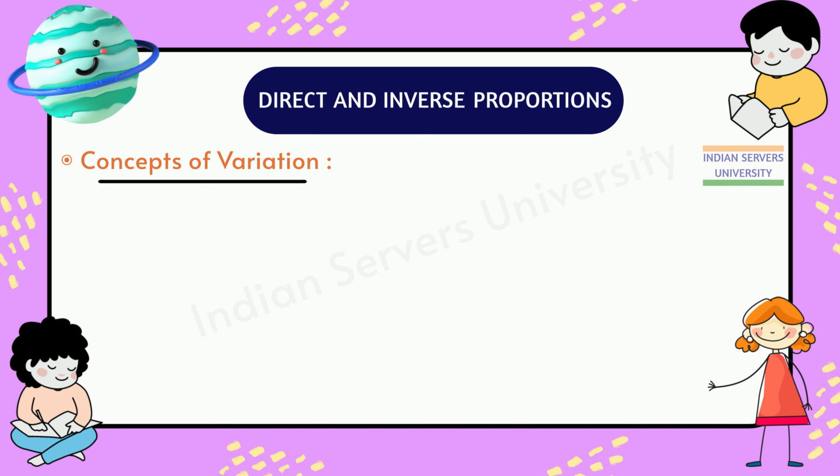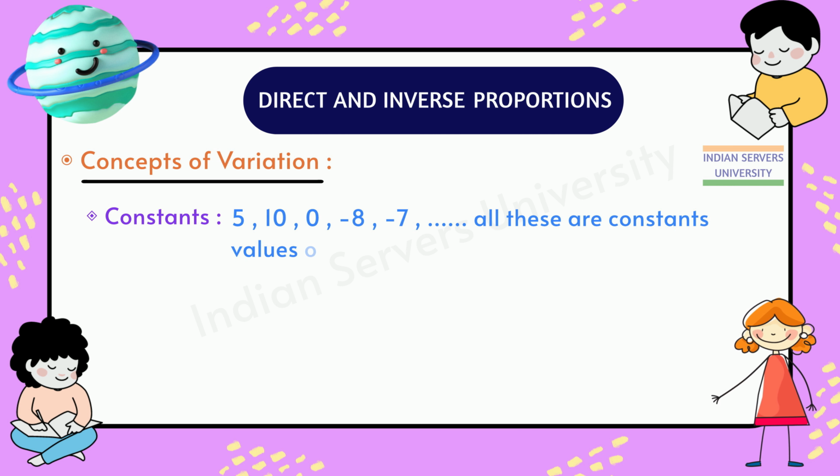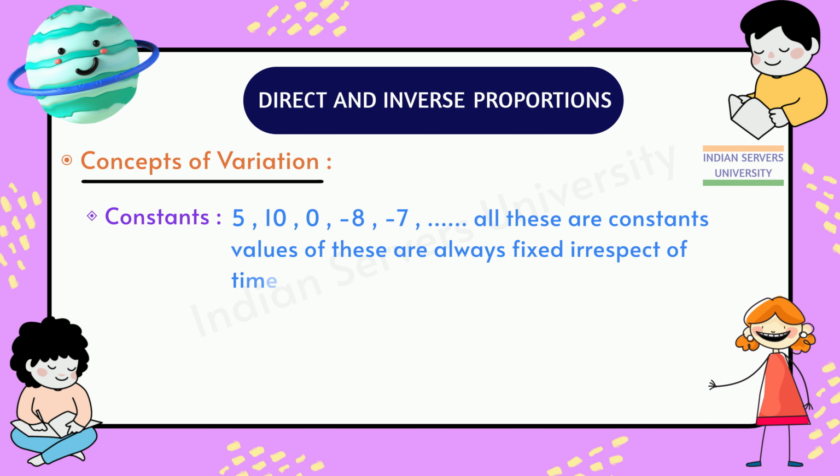Concepts of variation. Constants: 5, 10, 0, -8, -7 and so on. All these are constant values. These are always fixed irrespective of time and place. So any numbers we call constants. Wherever they are and however they are, their value does not change.